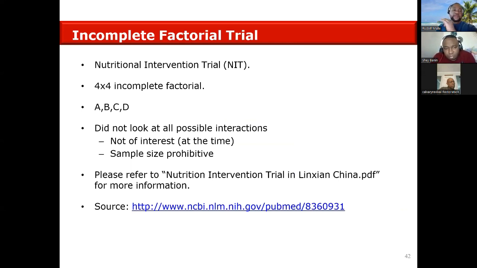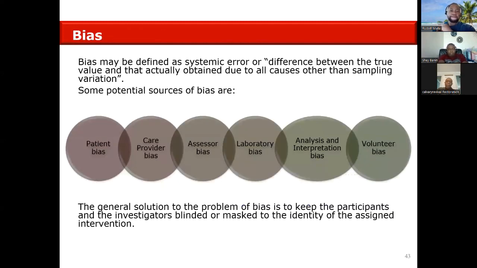Now for incomplete factorial designs, looking at a nutritional interventional trial, these are trials that may be used just for nutritional purposes. These are typically trials conducted by NIH grant-funded groups, where they have their own metric of analysis, but it's definitely not something that sponsored pharmaceutical companies will be conducting.